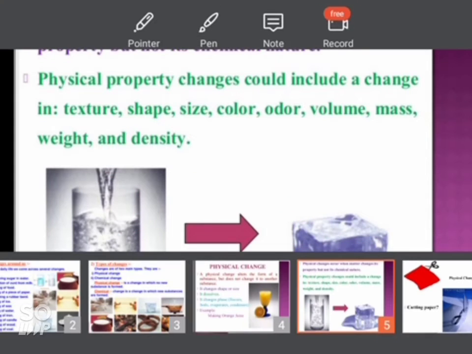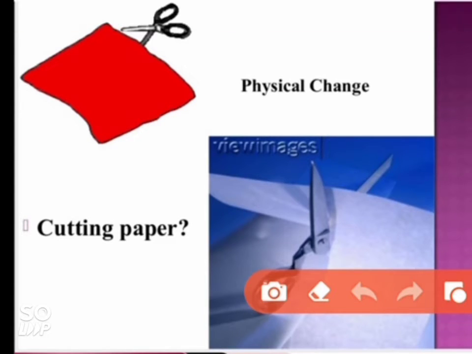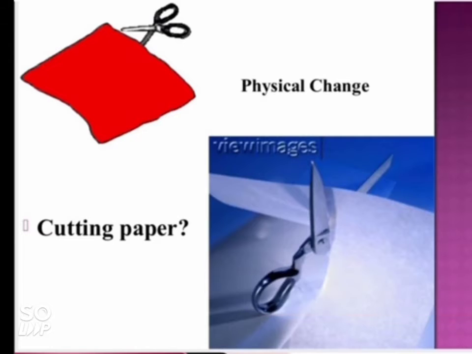Now come to another example, which is cutting paper. If we cut a paper, we form small-size paper from the larger one. All the pieces of paper have the same chemical property. That's why it is considered a physical change.